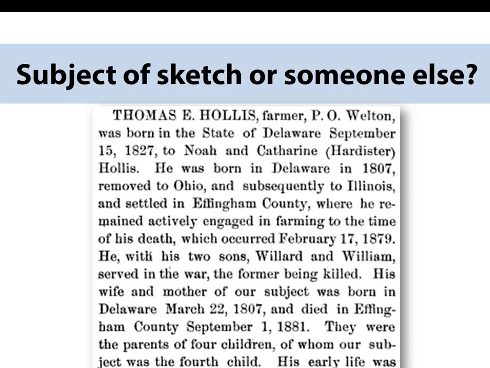the first statement here is that he was born in the state of Delaware, September 15th, 1827, to Noah and Catherine Hollis. The very next statement is he was born in Delaware in 1807, removed to Ohio, and subsequently to Illinois. Now, the complicated factor there is, if you keep reading, you can figure out that Thomas's father is the one that's born in 1807. And it's referring to Noah, so this he here is referring to Noah. But that is a difficult two sentences to string together.